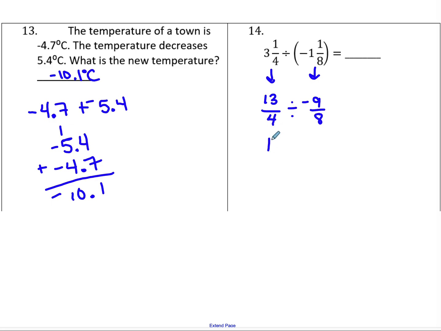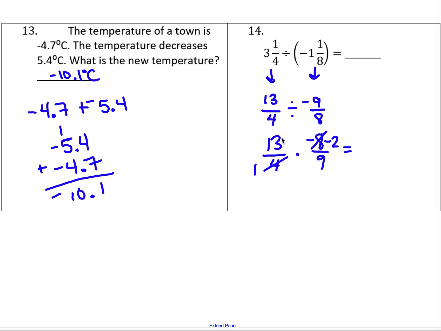Okay, now I'm ready for my keep, change, flip. 13/4 times negative 8/9. Keep, that's the same. Change to multiplication, flip. Okay, so I like to cross cancel, especially since I don't know 13 times negative 8 off the top of my head. But I do know 8 divided by 8 and 4 divided by 4. 4 divided by 4 is 1. Negative 8 divided by 4 is negative 2. I do know 13 times negative 2 off the top of my head.